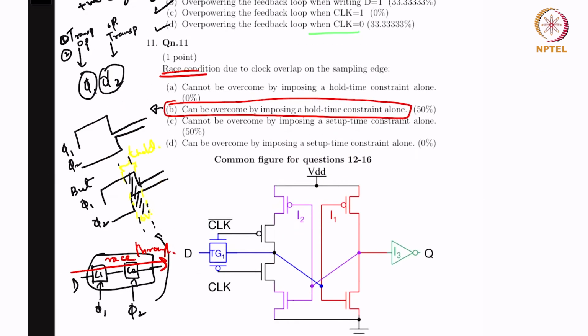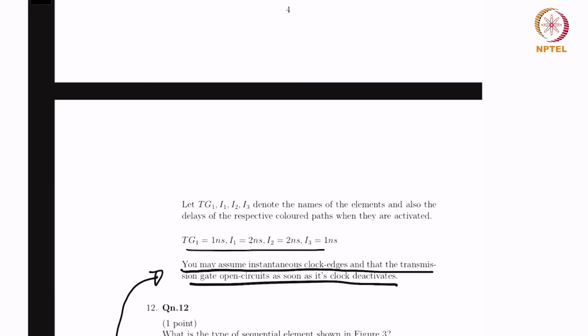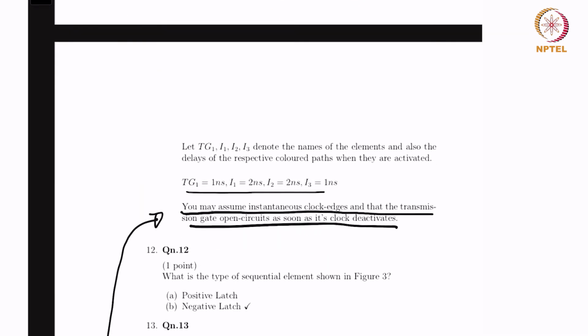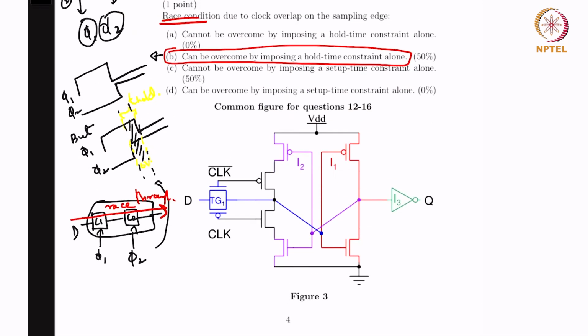So questions 12 to 16. What is the type of sequential element? So question 12. What is the type of sequential element shown in figure 3? So the type of sequential element shown in figure 3 is a negative latch. Why so? Because when clock is equal to 0, that's when the data can flow.